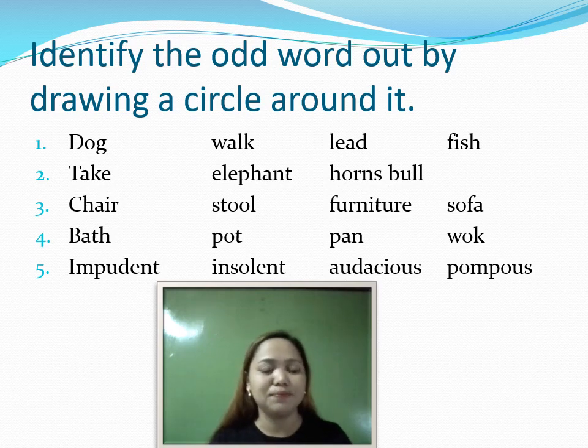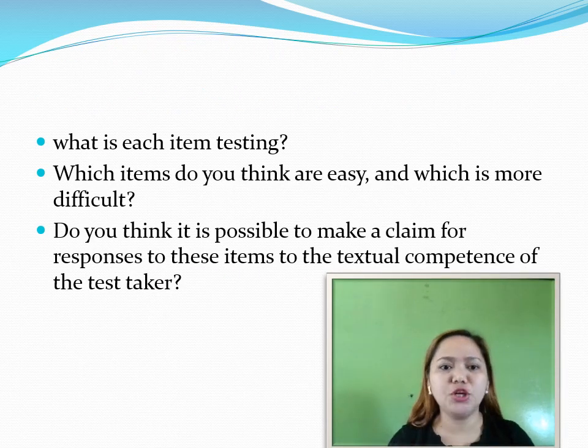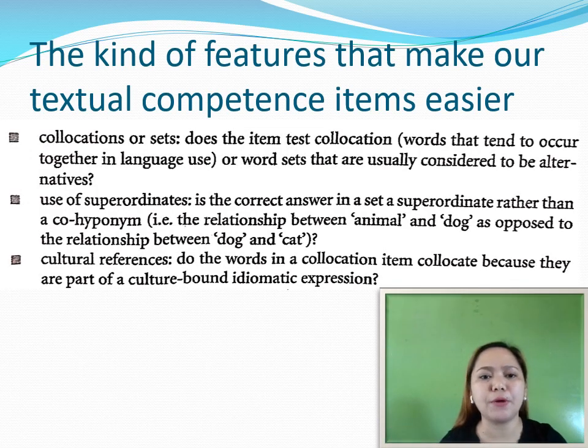The kinds of features that make our textual competence items easier or more difficult may include the following. So again, you may ask questions. Okay, so now let's talk about the kind of features that make our textual competence items easier. The first one is collocations or sets. Does the item test collocation? Meaning, are there words that tend to occur together in language use, or word sets that are usually considered to be alternatives?